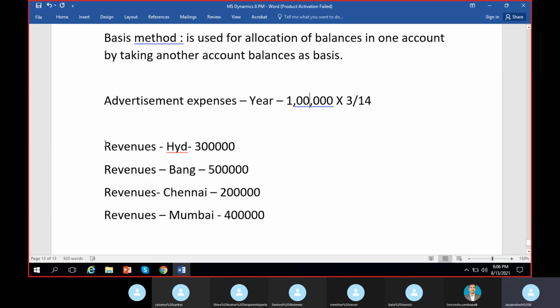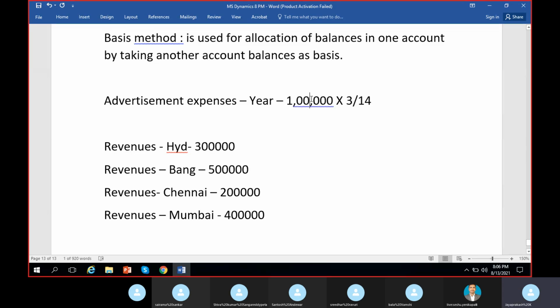At the end of the year, for the complete year, I have been receiving some revenues, and I concluded my revenues like this. Hyderabad earned 3 lakhs, Bangalore earned 5 lakhs, Chennai earned 2 lakhs, and Mumbai earned 4 lakhs. This is my ratio of revenues earned by the different location business units. Now my company decided to allocate this 1 lakh rupees expended as advertisement expenses on the basis of the revenues earned by each location.